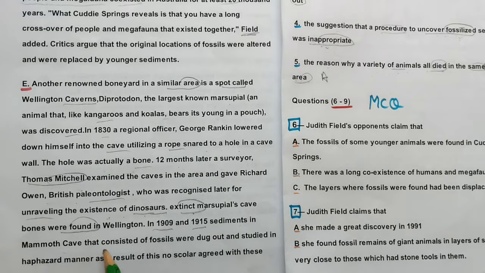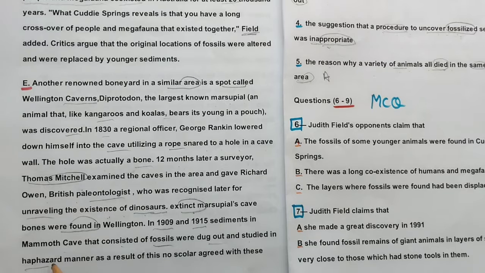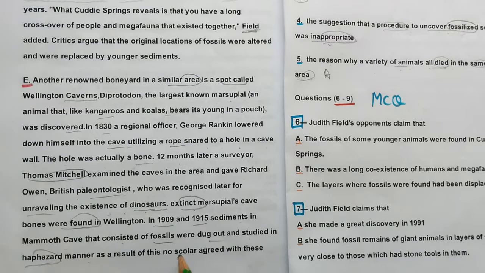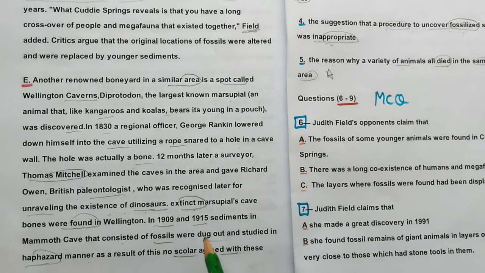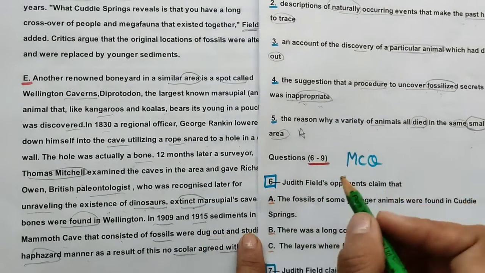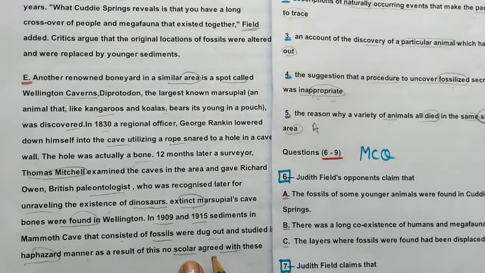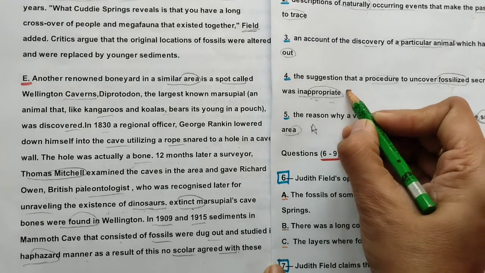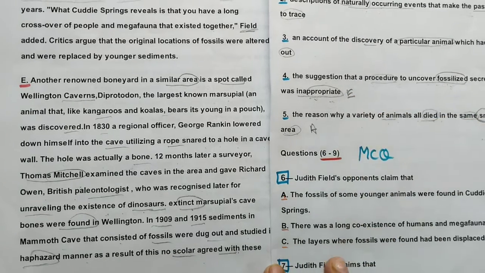The sediments consisting of fossils were dug out and studied in a haphazard manner. As a result of this, no scholar agreed. It means it was inappropriate they are talking about, and no scholar agreed with this. So we will just put it here, E also.